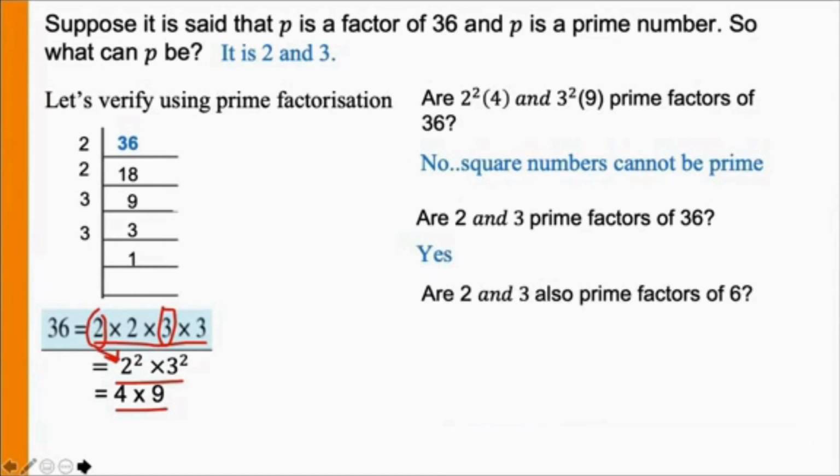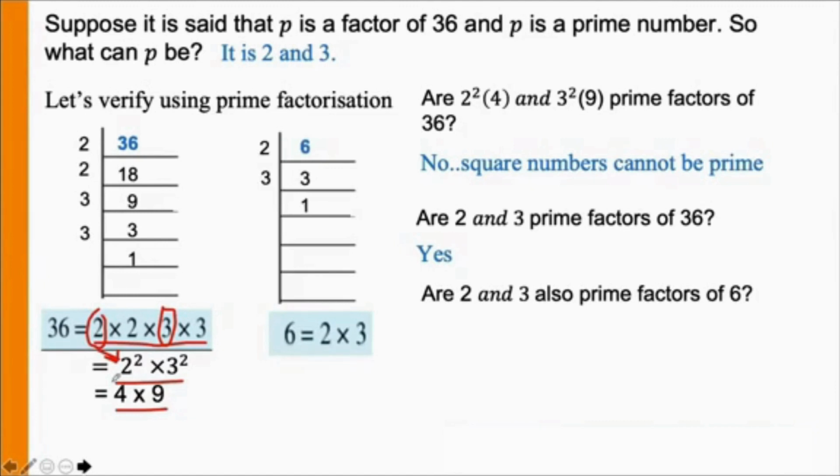And 2 and 3 are also prime factors of 6. Let us see the prime factorization of 6 and verify it. Yes, 2 and 3 are prime factors of 6 also. Can 2 and 3, both these prime factors, divide 36 and 6? Can 2 divide 36? Yes. Can 2 divide 6? Yes. Can 3 divide 36? Yes. And can 3 divide 6?